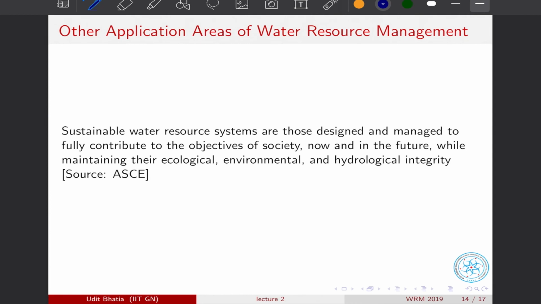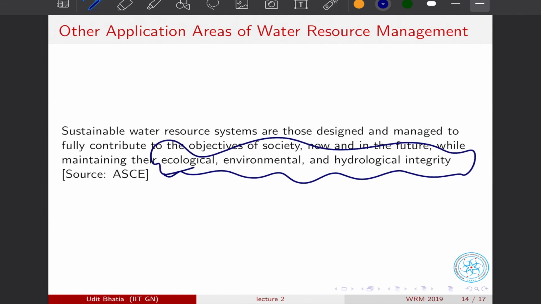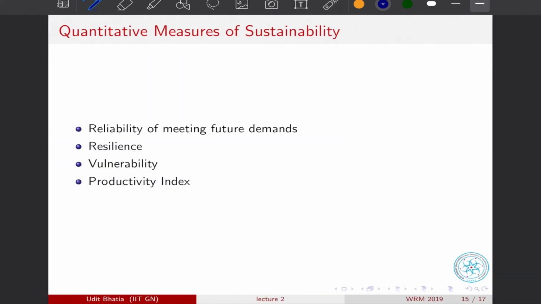And finally, I will conclude this lecture with sustainable water resource management. Of course, we can define objectives that minimize the cost or maximize the instantaneous benefits. But whenever we talk about sustainable water resource goals, we are not only looking at now, but we are also looking into the future while maintaining the social, ecological, environmental, and hydrological integrity. So these big words, we will try to quantify them, that is, how we can model, how we can measure, how we can mathematically express these functions, and then try to solve those equations to get the values on which actions can be taken.